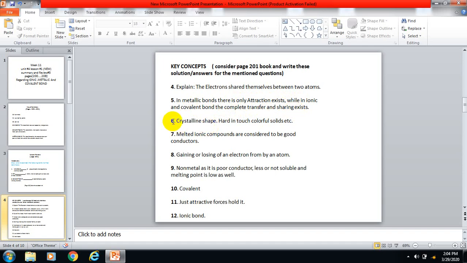Look at the sixth respectively. List: name the physical properties that many ionic compounds share. So crystalline shape, they are hard to touch, colorful solids, etc.